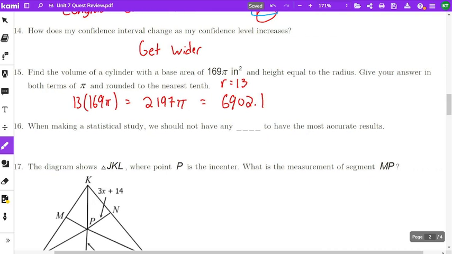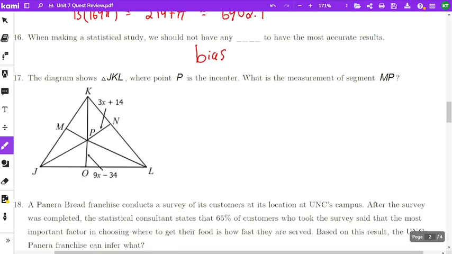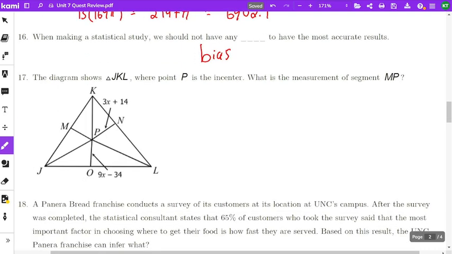Number 16, when making a statistical study, we should not have any bias in order to get the most accurate results.